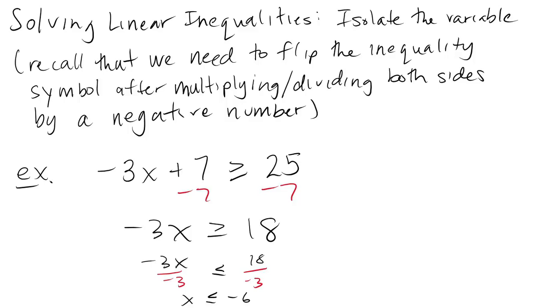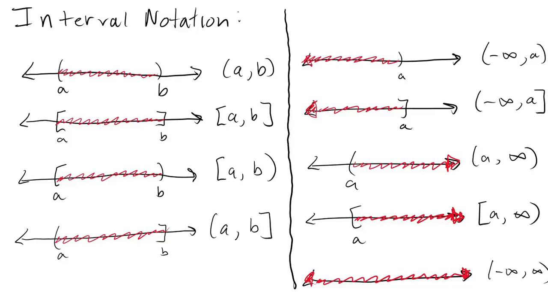Now it's kind of standard to write our final answer in what we call interval notation. And here are some pictures to remind you of the interval notation for various subsets of the number line. If you're going between two bounds A and B, then the lower number goes on the left and the bigger number goes on the right. And if the endpoint is included, we use a square bracket. If it's excluded, we use a parenthesis.